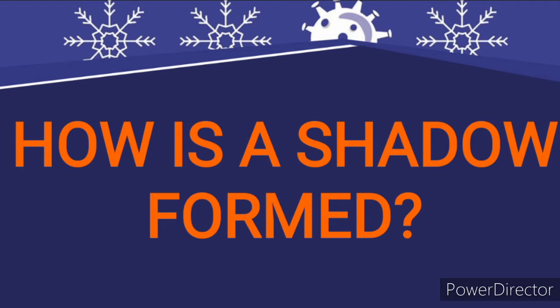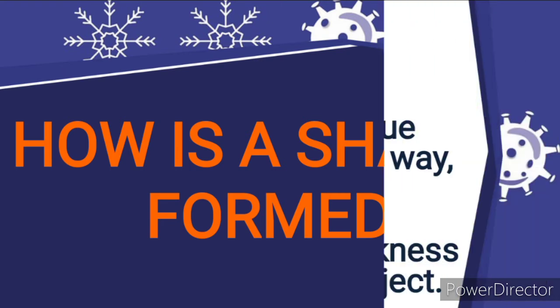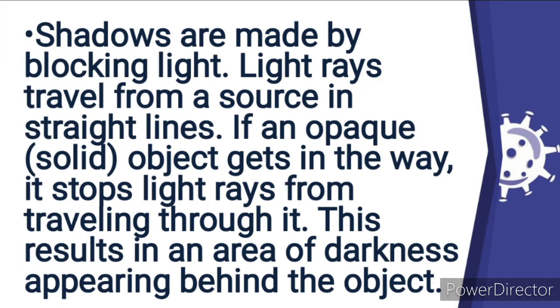Now, how is a shadow formed? Let's learn properly. Shadows are made by blocking light. So when you block light, shadows are formed. Light rays travel from a source in a straight line. If an opaque object gets in the way, it stops light rays from traveling through it. This results in an area of darkness appearing behind the object. Woo!